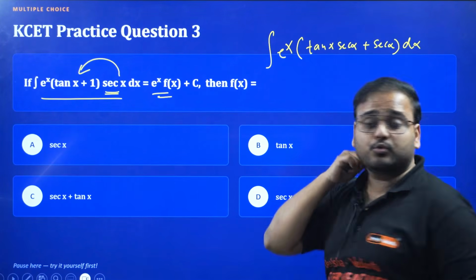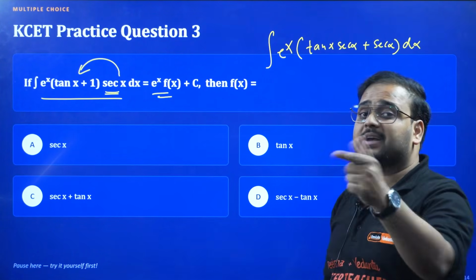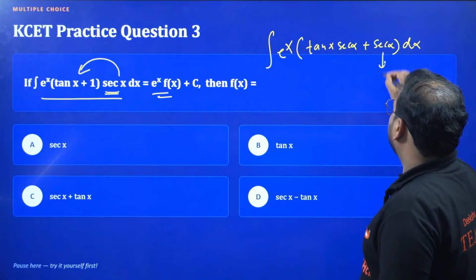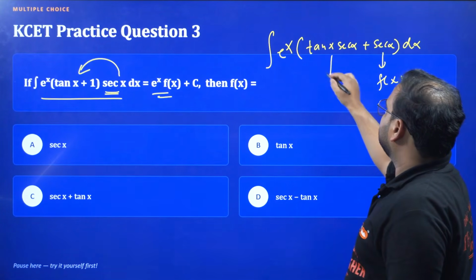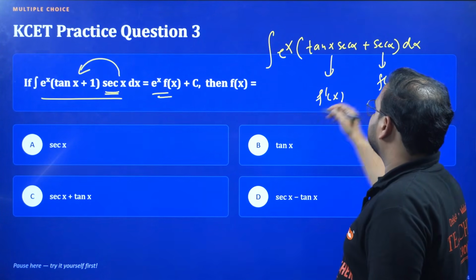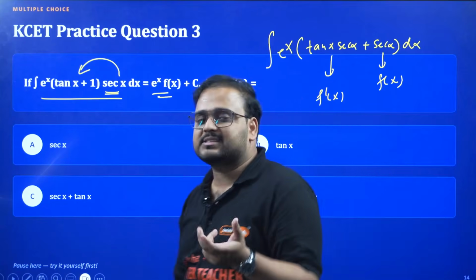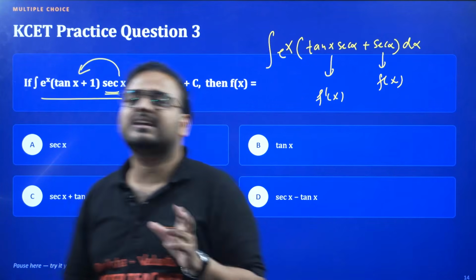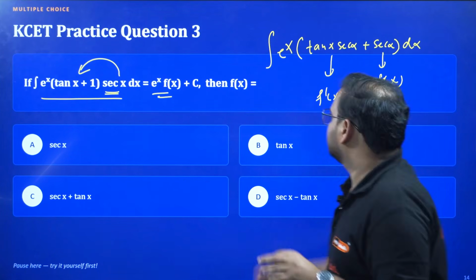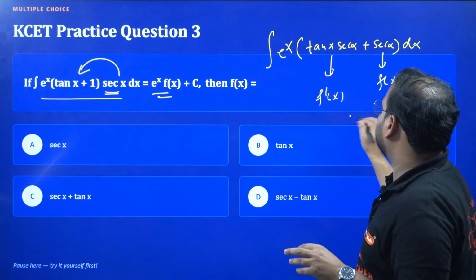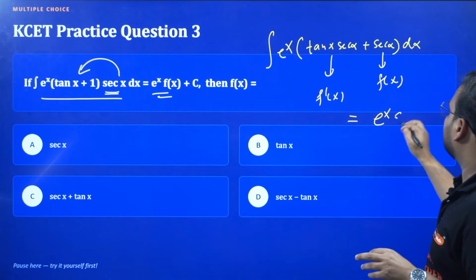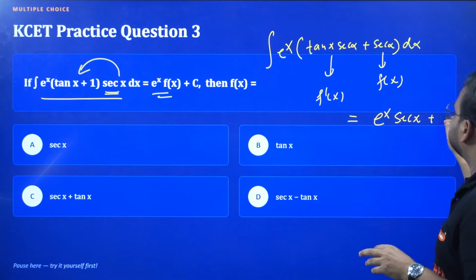The form is true only if you have fx and f dash of x together. If this is my fx, then what is this? This is my f dash of x. Derivative of secant of x is what? Tan x and secant of x, right? So this is my fx, this is my f dash of x. If you integrate this, you'll have the answer as e power x secant x plus c.